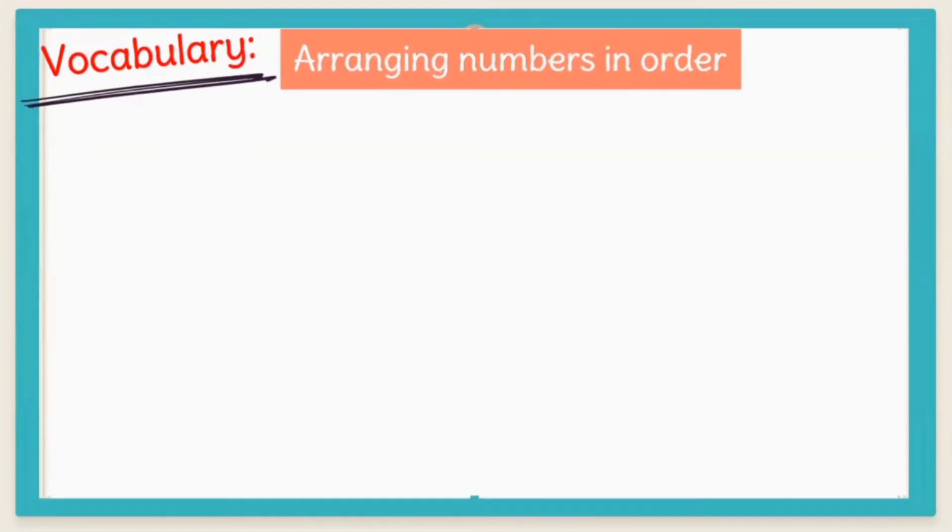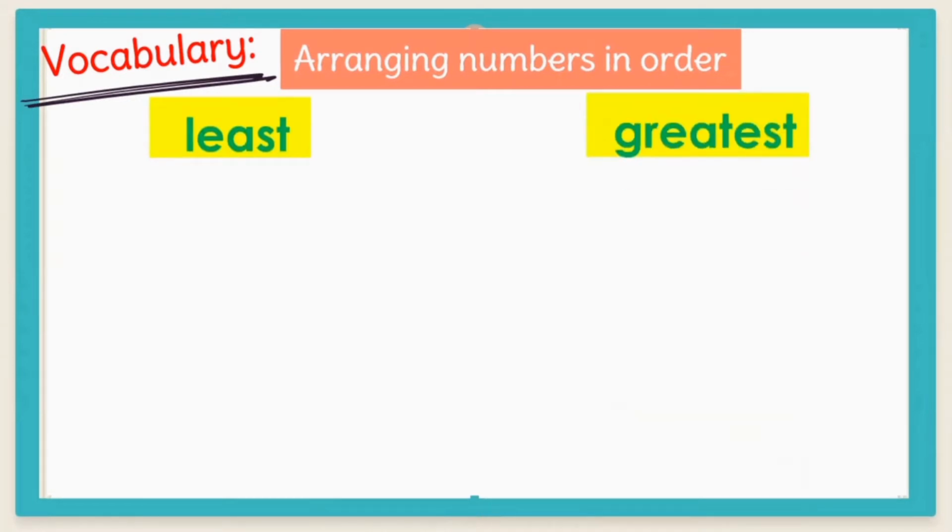In arranging numbers in order, we are going to learn these two words. First, least. Second, greatest. What is least? The other word for this is smallest, meaning it is the smallest number among the other numbers. What is greatest? The other word is biggest. It is the biggest number among the other numbers.